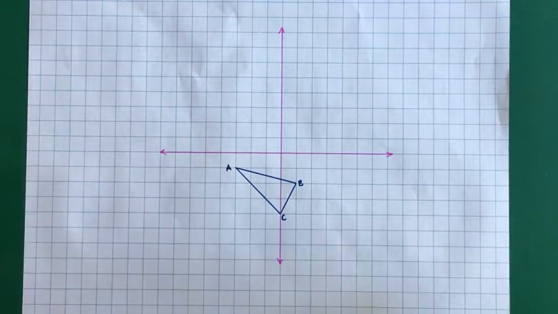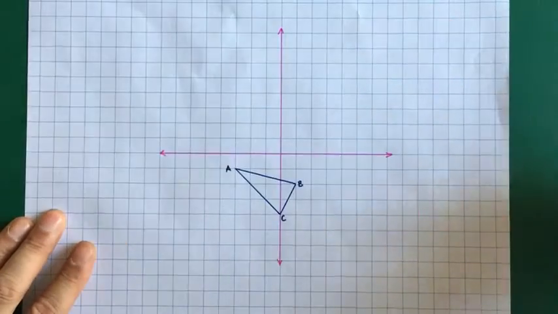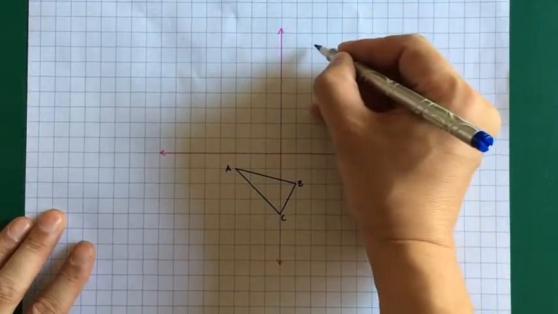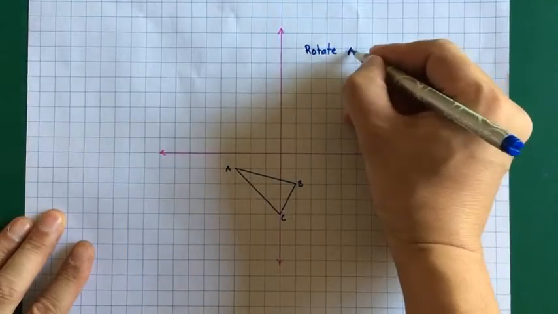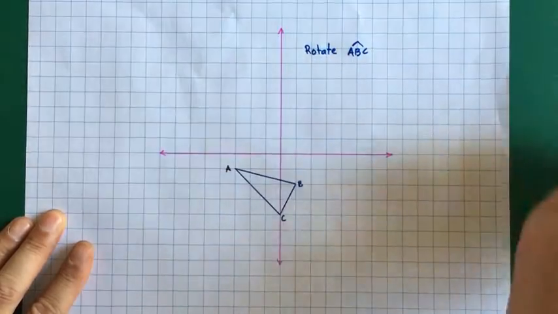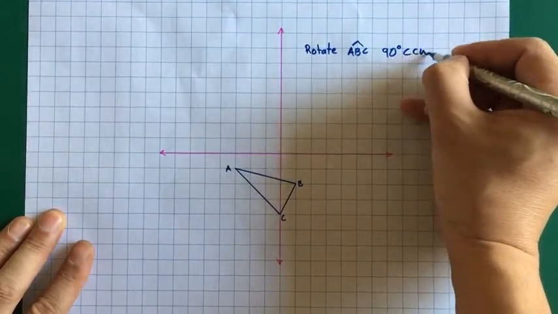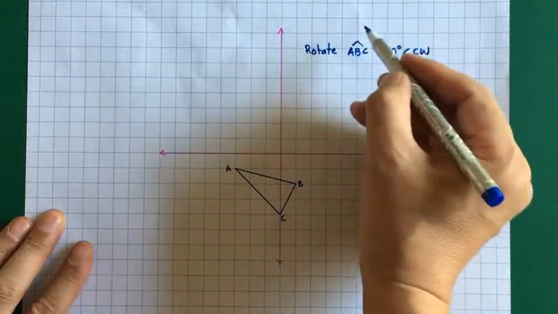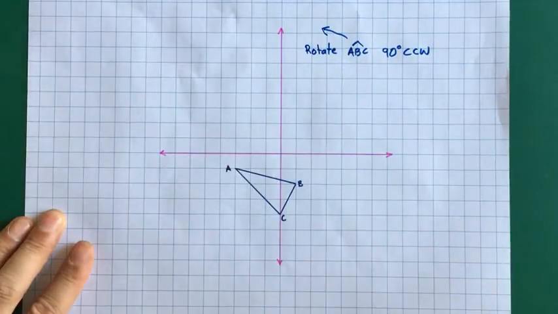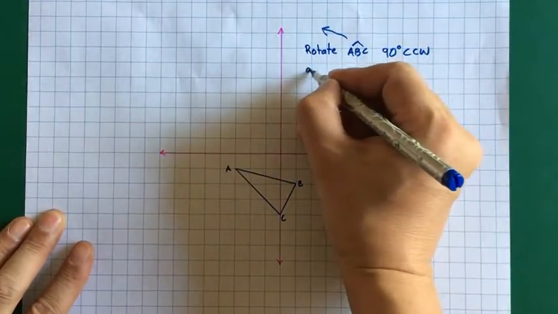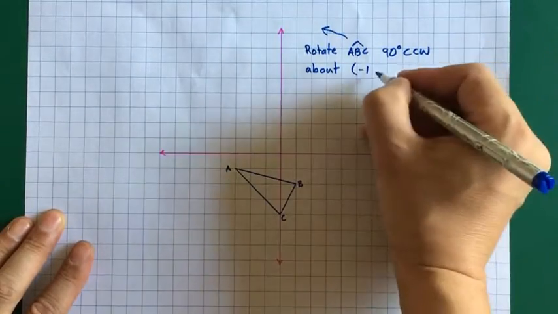Okay, so we are going to do a rotation. I want to write down all the instructions. So I'm going to rotate triangle ABC 90 degrees counterclockwise, so anti-clockwise. That means I'm going this way. Counterclockwise about, let's give a coordinate, let's say -1, 1.